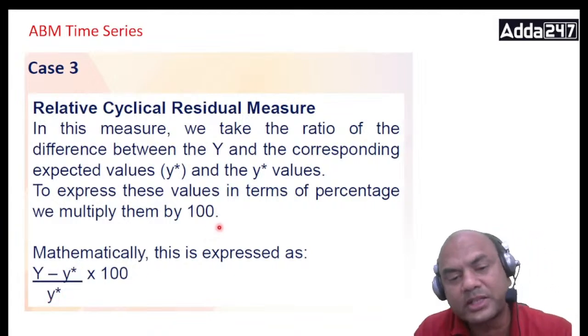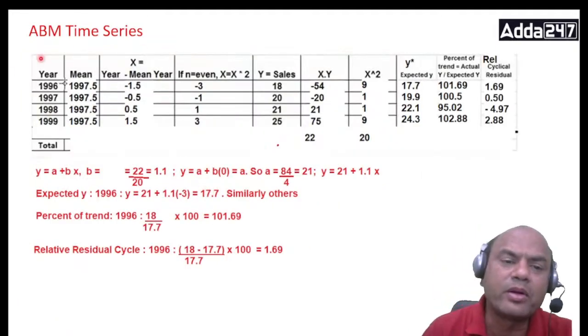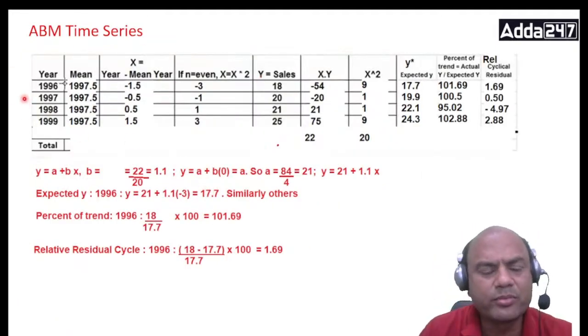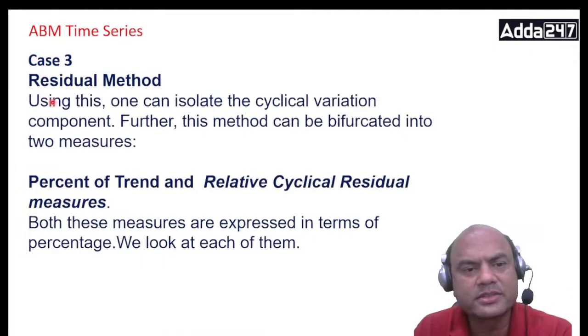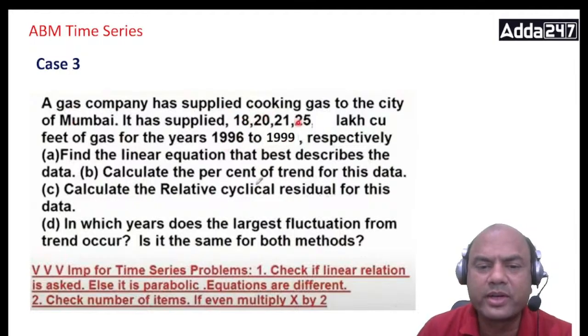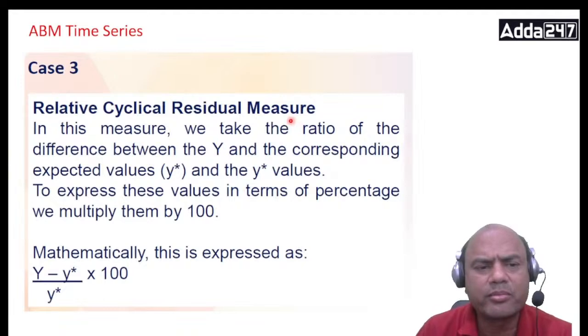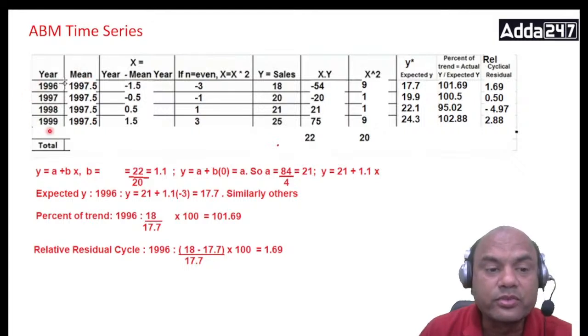Done. Now let's solve the numerical which was given. Again plot this. The remaining problem is the same. Plot the 4 years, 96, 97, 98, 99. These are the 4 years. Look at this, 96, 97, 98, 99 and all these figures 18, 20, 21, 25. Mark this. Average is what? 4 numbers, so divide by 4. What is the average? Center of these two, 97.5.